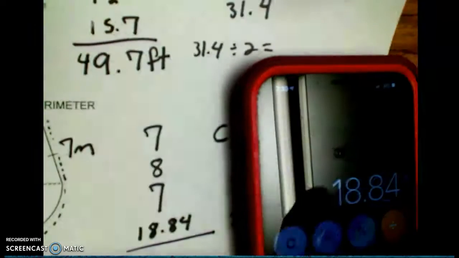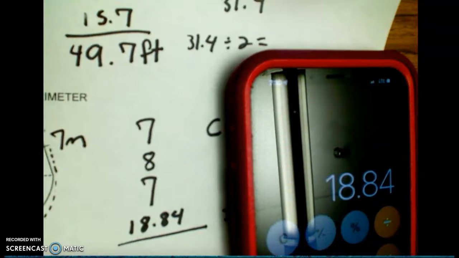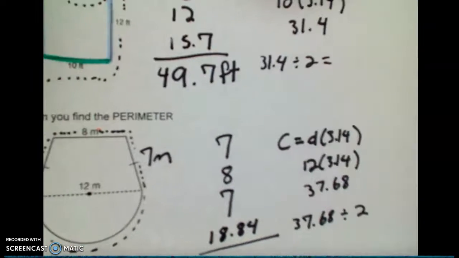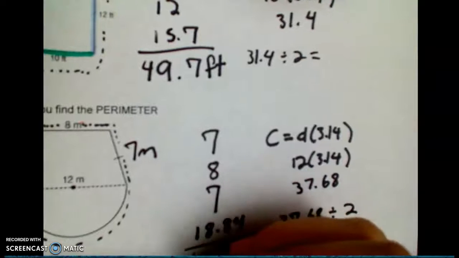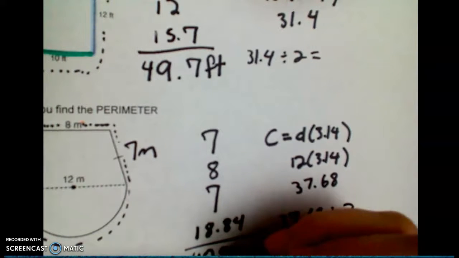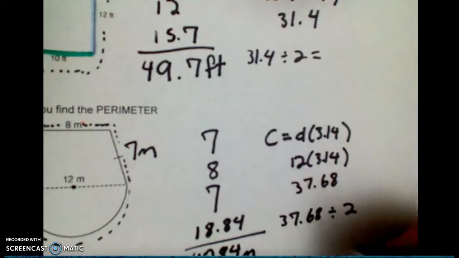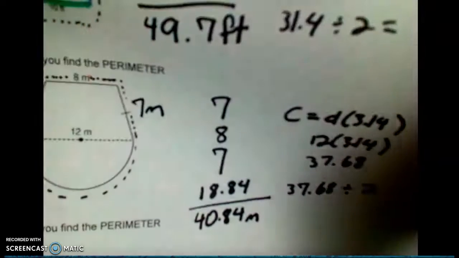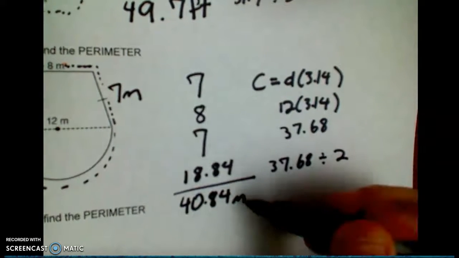Now we just have to add up his journey. There's my calculator. I've got 18.84 already there, plus 7 plus 8 plus 7 equals. Our happy little guy just walked 40.84 meters. And again, not squared, because it is not a two-dimensional shape. It is a one-dimensional shape.